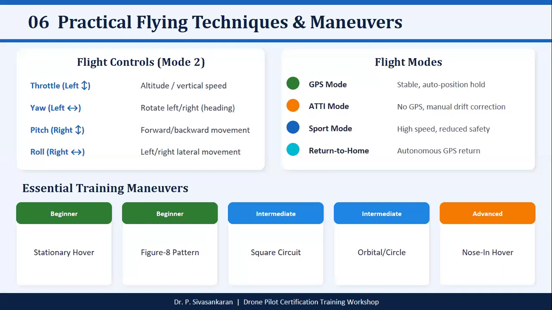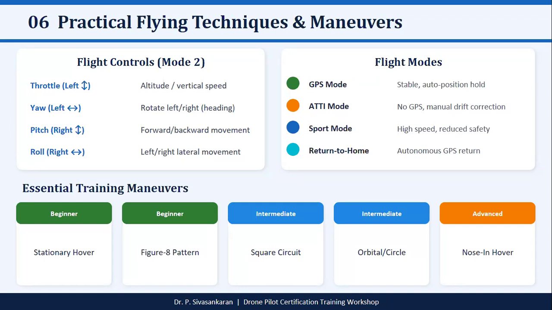Next is practical flying techniques. Effective drone piloting requires mastery of flight controls and practice. Throttle controls altitude, yaw controls rotation, pitch controls forward and backward movement, and roll controls lateral movement. These are some of the basic motions that can be tested and experimented with during the induction phase of the drone management system.